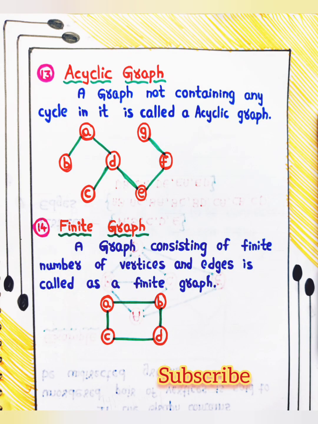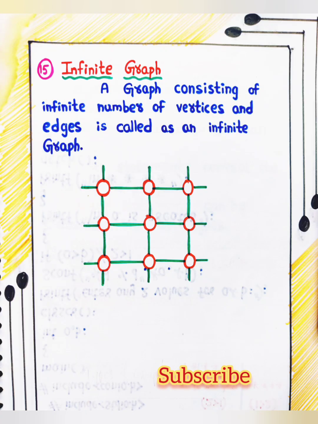13th one, acyclic graph. A graph not containing any cycle in it is called an acyclic graph. Below we can see the acyclic graph example. 14th one, finite graph. A graph consisting of a finite number of vertices and edges is called a finite graph. Below we can see the finite graph example.